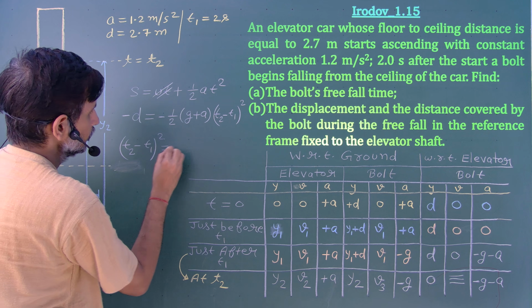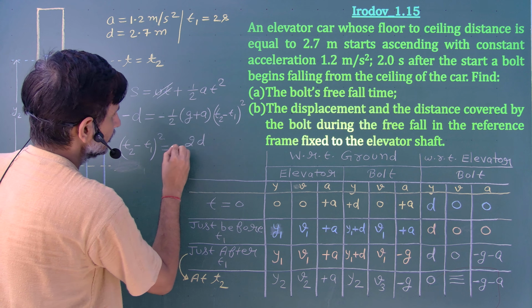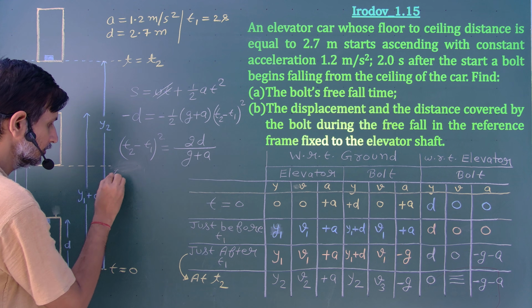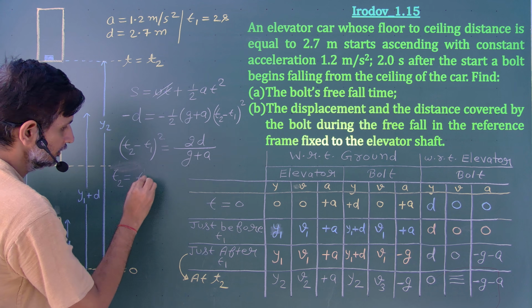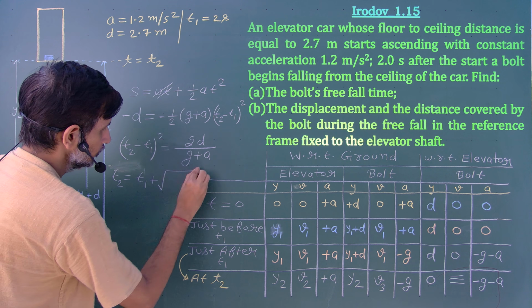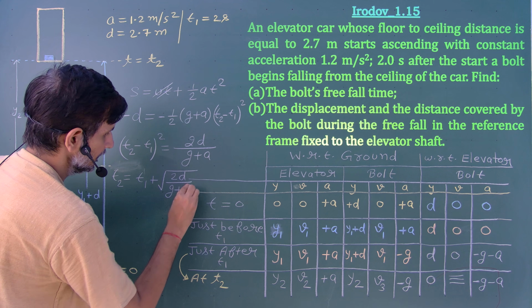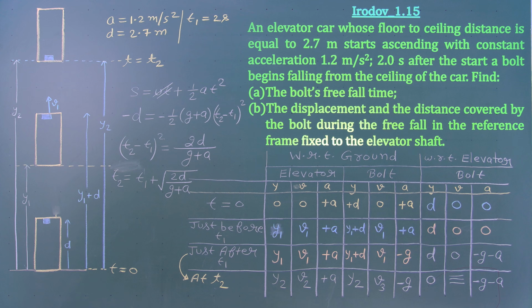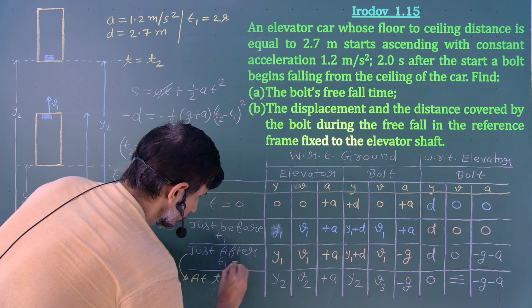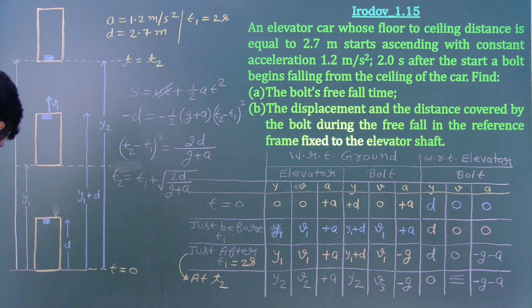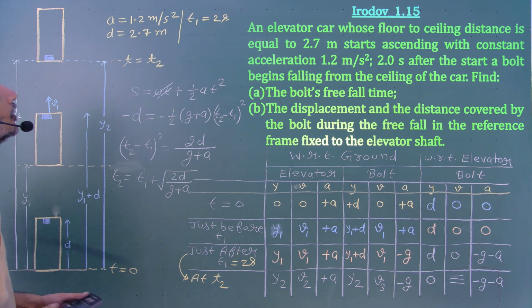(T2 minus T1) square equal to 2d divided by (g plus a). So time T2 equal to T1 plus under root 2d divided by (g plus a). So this is the time T2. Again, in the question it is given that T1 is 2 seconds. So let me calculate this number. I use the calculator because the values are not in a good form.